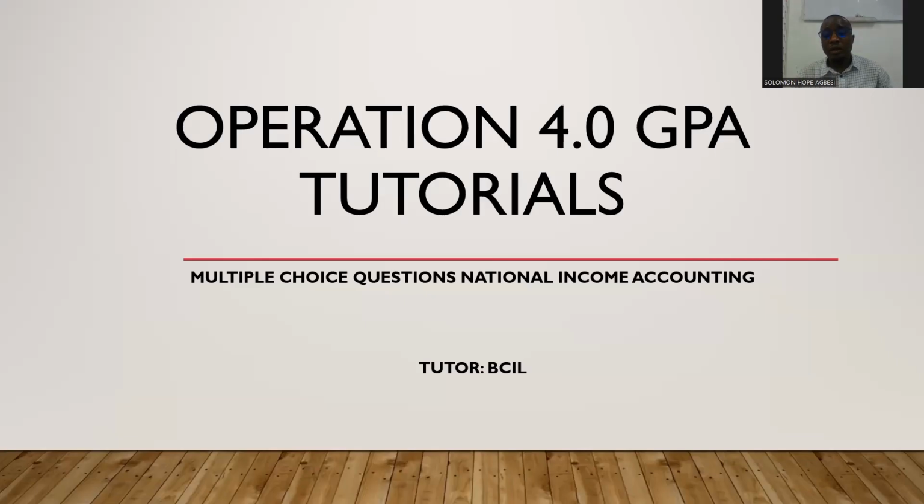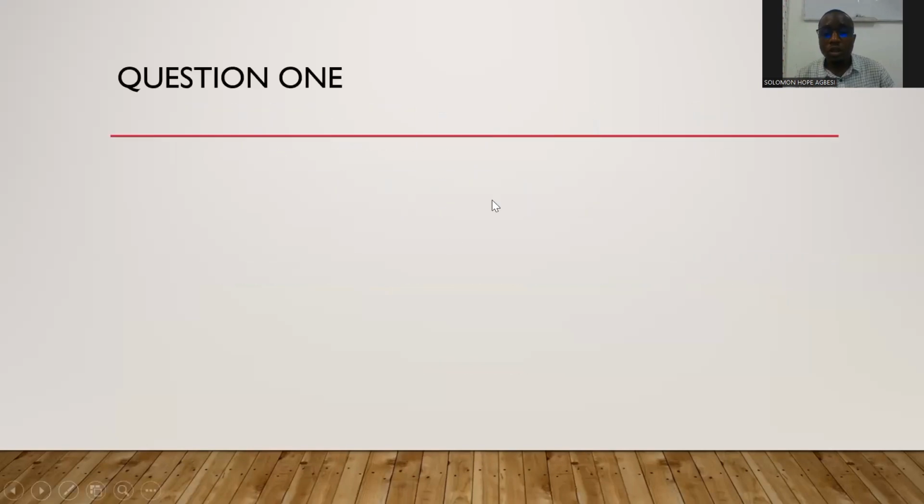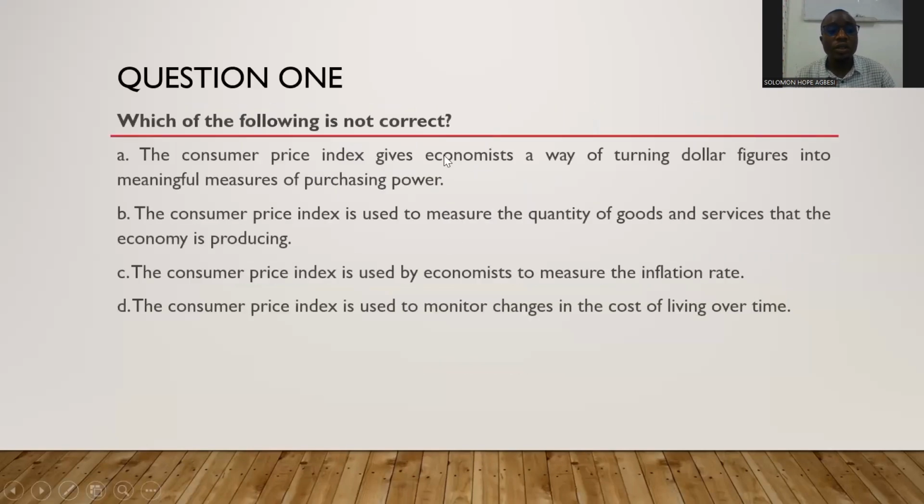Actually, I want to look at some multiple choice questions in national income accounting, that is, in macroeconomics. So the first question says, which of the following is not correct? A, the consumer price index gives economists a way of turning dollar figures into meaningful measures of purchasing power.